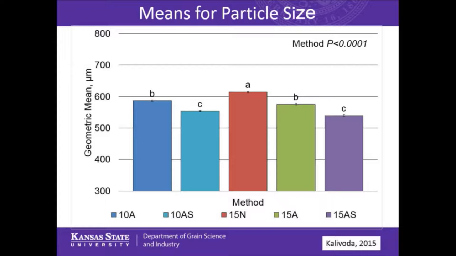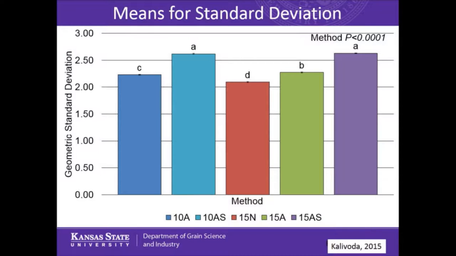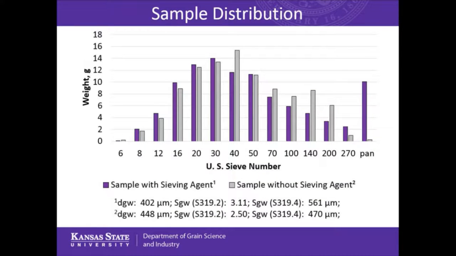And so the other thing that will change is your SGW, or standard deviation. What you're going to see is that the SGW is going to go through the roof. If you look here, we're at 2. I start adding these sieving agents, and you're going to go up over 2.5. So when you get results back, you're going to say, wow, something's wrong, because all of a sudden you have this high SGW. And the reason that's occurring, if you look at Julie's data, is here's a sample without the sieving agent. We add the sieving agent.